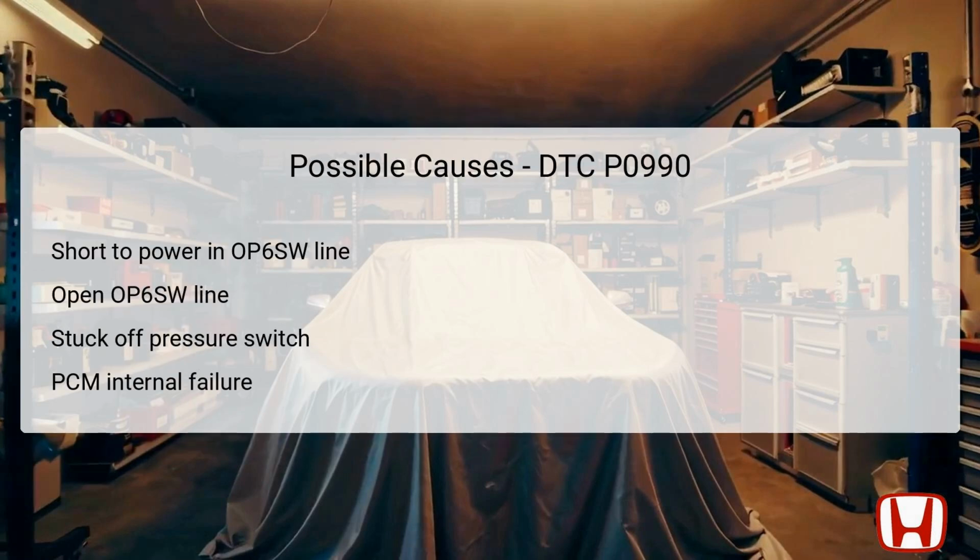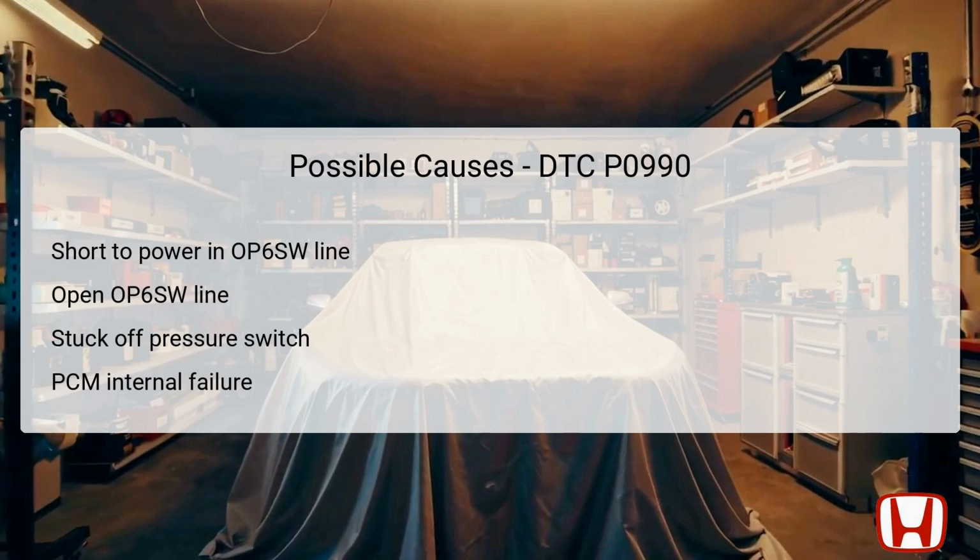Identifying the potential causes of the DTC P0990 involves examining various elements of the transmission system thoroughly. A common issue could be a short to power in the OP6 SW line connected to the transmission fluid pressure switch E. When this happens, the signal sent to the PCM mistakenly shows high pressure, leading to a malfunction indication. Furthermore, an open OP6 SW line could result from a loose connector or disconnection, preventing the PCM from receiving accurate data regarding the clutch's pressure status.